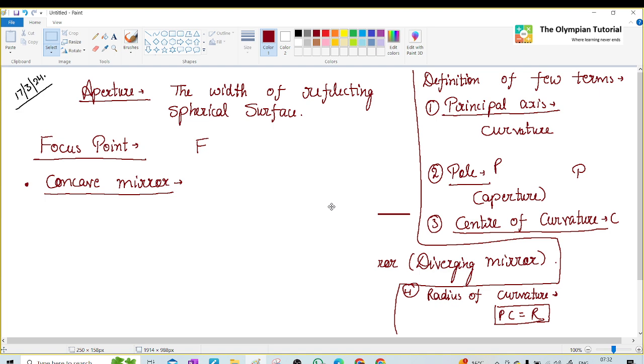Ma'am, please repeat the last line once more. A number of rays parallel to the principal axis of a concave mirror intersecting at a point on the principal axis of the mirror. This point is called the principal focus of the concave mirror.